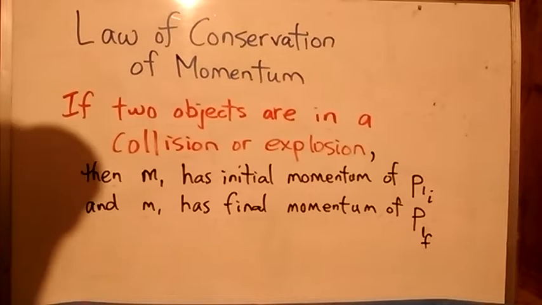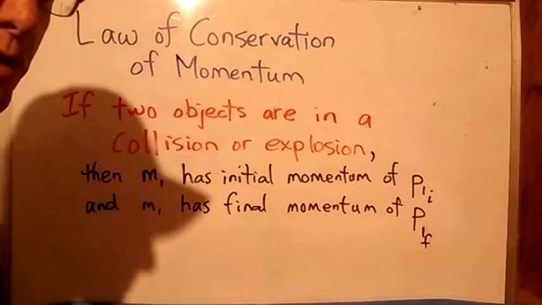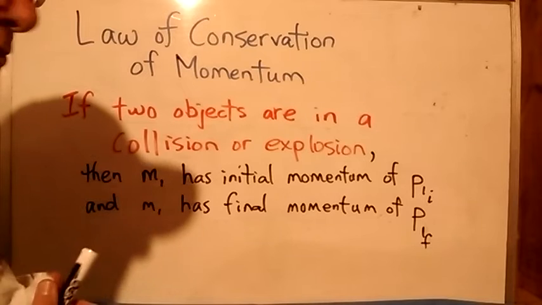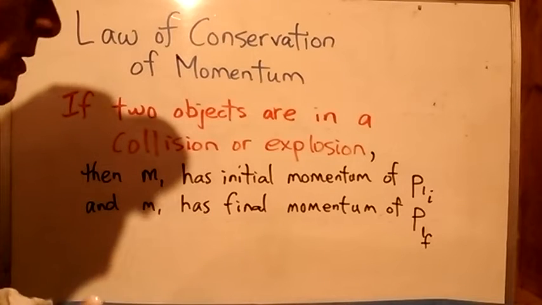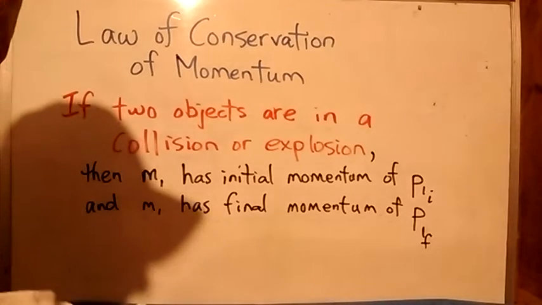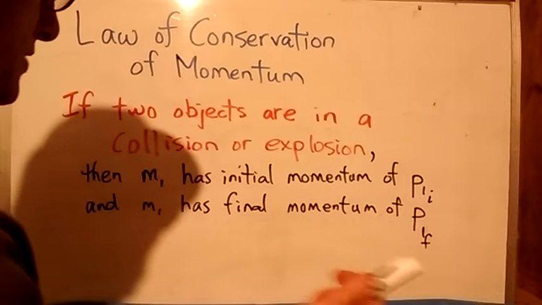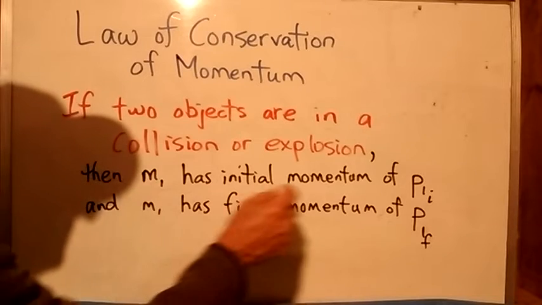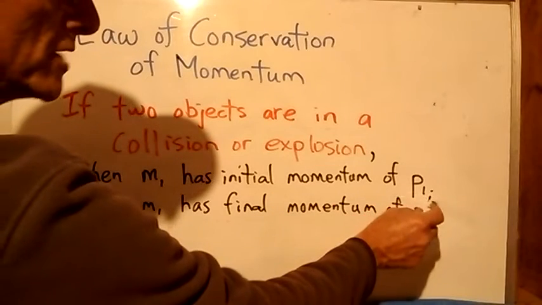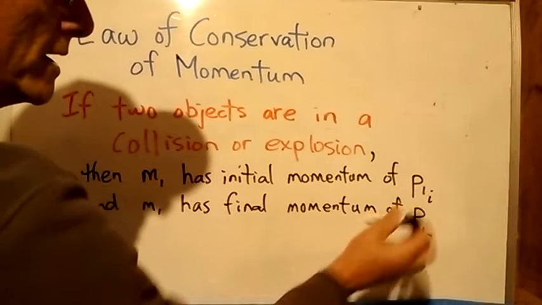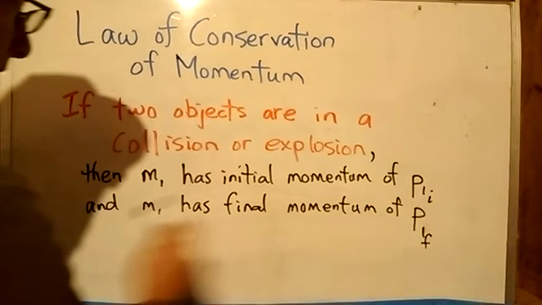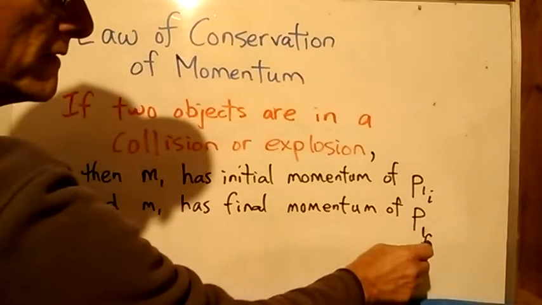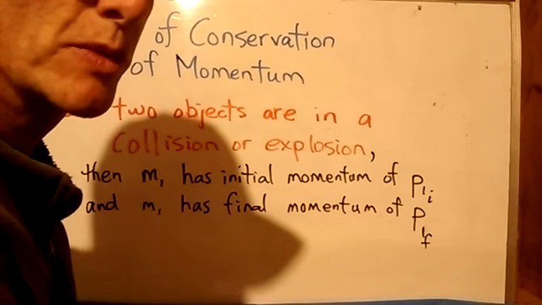So the law of conservation of momentum says that, for instance, if there are two objects, the total initial momentum of those two objects before a collision or explosion or some sort of interaction will equal the final total momentum. Just to clarify, if there's one object, we'll call it M1, its initial momentum would be P1 initial, and it has a final momentum of P1 final. So those are the symbols that we'll use.